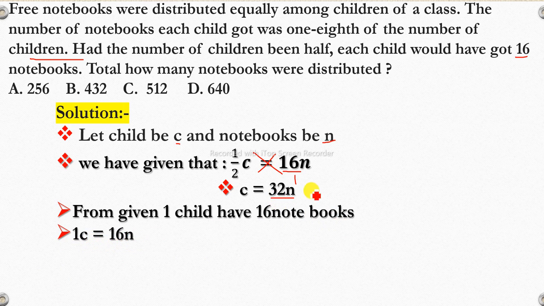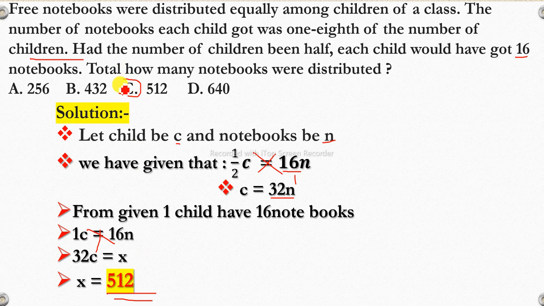So what is the total of 32C, call it X. What do we find for this X? By using crisscross, when we multiply 32 by 16, we get 512. So the answer is 112. So C is the correct answer for this question.